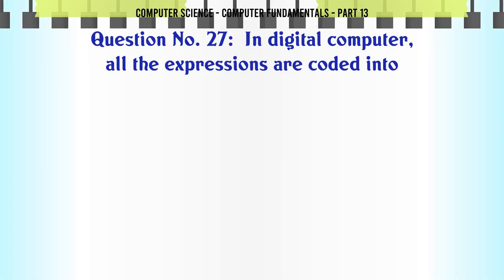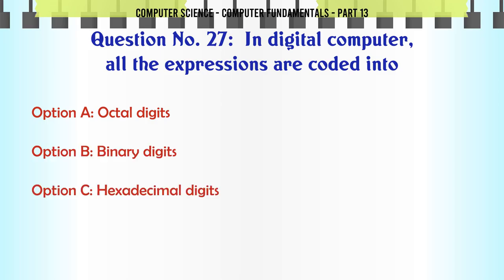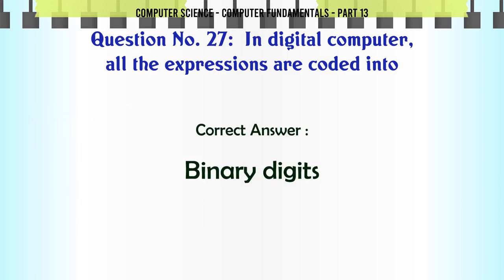In digital computer, all the expressions are coded into A. Octal digits. B. Binary digits. C. Hexadecimal digits. D. Decimal digits. The correct answer is binary digits.